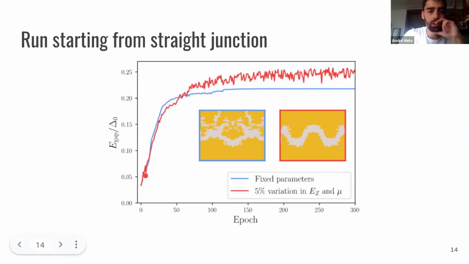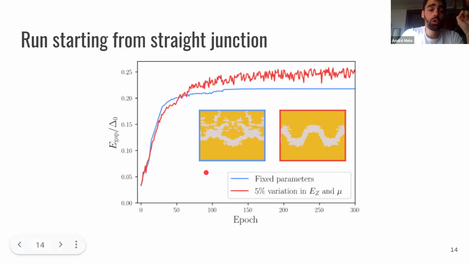And in the red curve, I'm showing you the exact same simulation, so starting still from a straight junction and then letting the algorithm run, but with parameter variation. And we immediately see that the curve oscillates more. That's because we are, again, changing these parameters. But most importantly, it goes above the maximum value of the blue curve, right? It escapes this local maximum and still converges, but converges to a higher value. So that's nice.